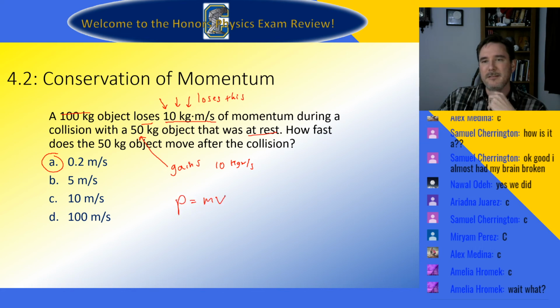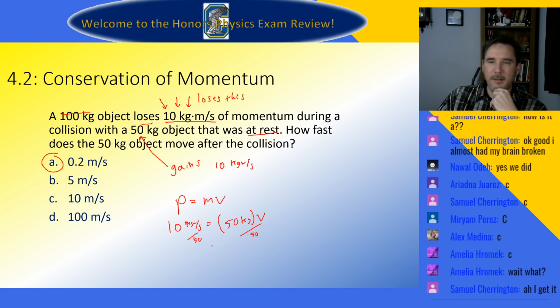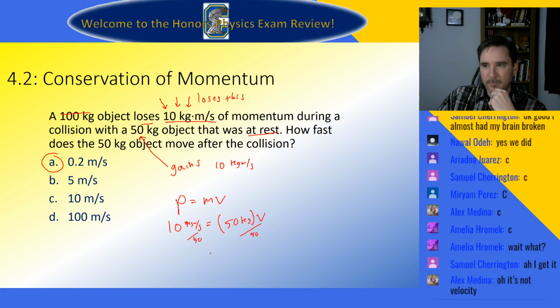P equals mv. I mean, maybe I'm wrong. I'll admit, maybe I'm doing this wrong, but kilogram meters per second is the mass times the velocity. And so if I want to solve for velocity, I got to divide by 50. And 10 divided by 50. Oh, it's not velocity. Yeah. So 0.2 meters per second is the velocity.